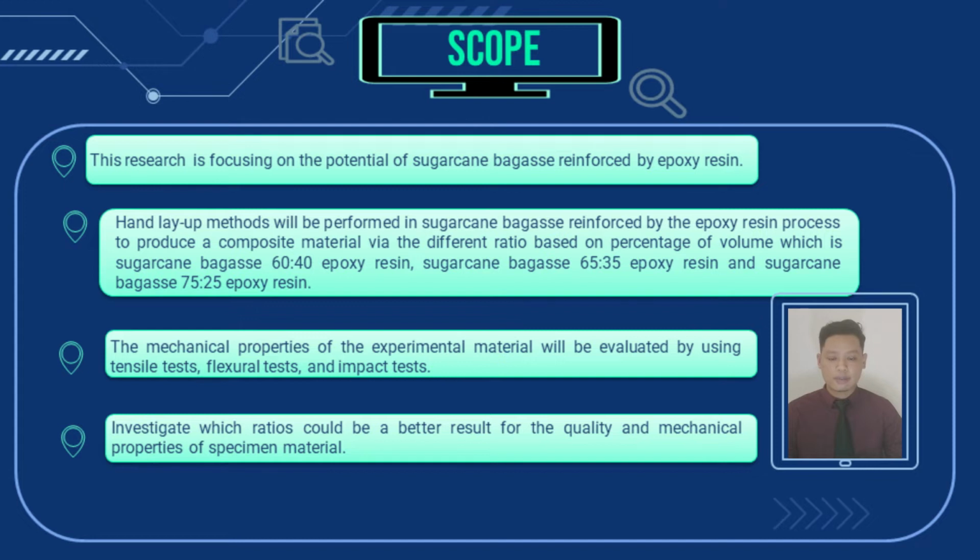Next, the mechanical properties of the experimental material will be evaluated using tensile test, flexural test, and impact test, to investigate which ratio could give a better result for the quality and mechanical properties of the specimen material.